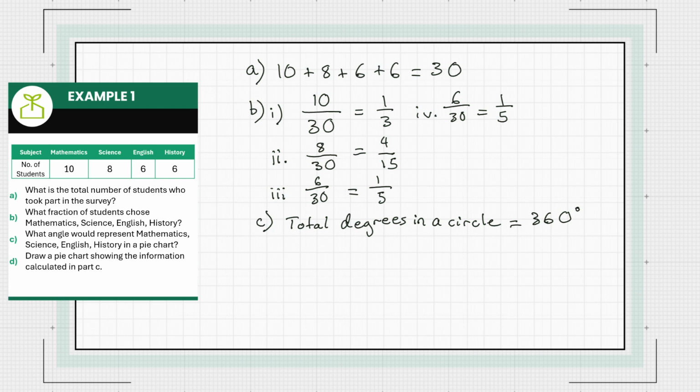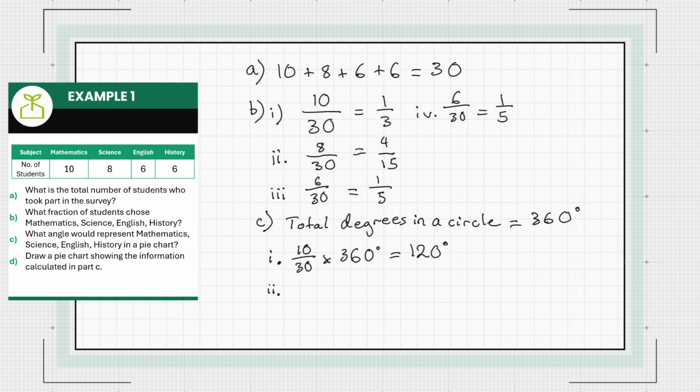So all you need to do in order to solve for each of C is multiply our fraction by 360 degrees. So our first one for mathematics, what angle would represent mathematics in a pie chart or a sector graph is going to be 10 out of 30 multiplied by 360 degrees, okay? Now, if you put that into a calculator or just do it mentally, you will get a third of 360 degrees is 120 degrees.